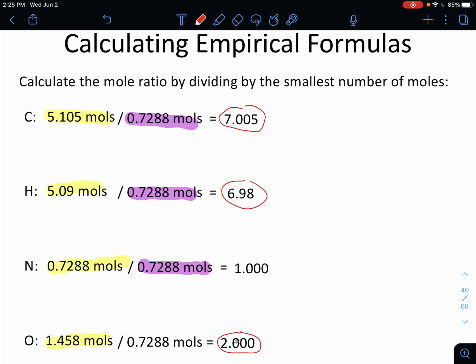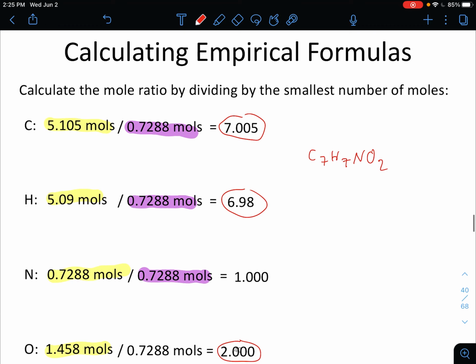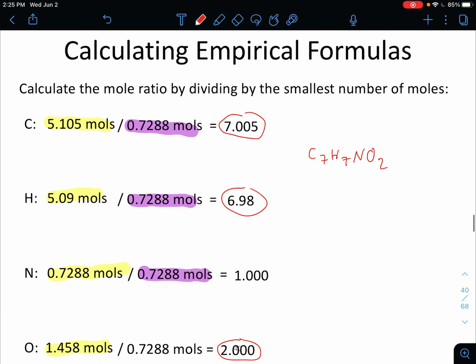So that tells me C7H7NO2, right? It tells me that for every 1 nitrogen, there are 2 oxygens. For every 1 nitrogen, there are 7 carbons, and for every 1 nitrogen, there are 7 hydrogens. So that's how I end up with my formula.